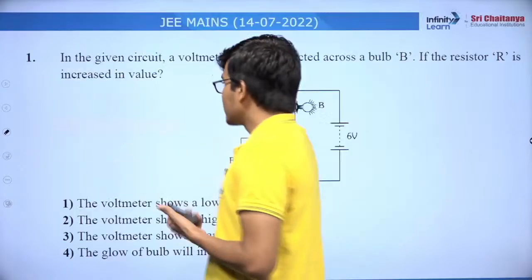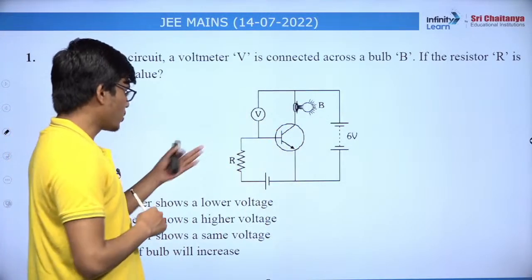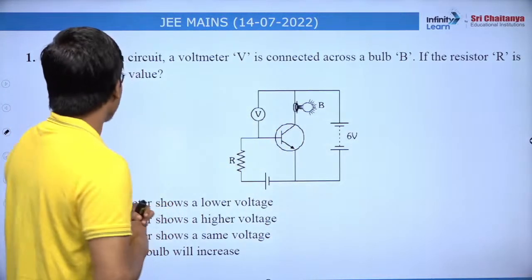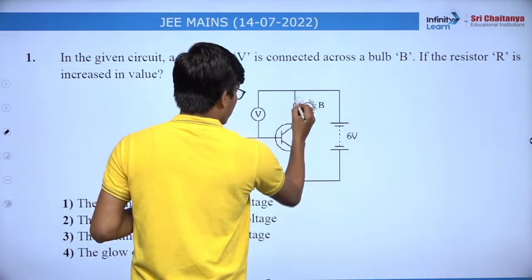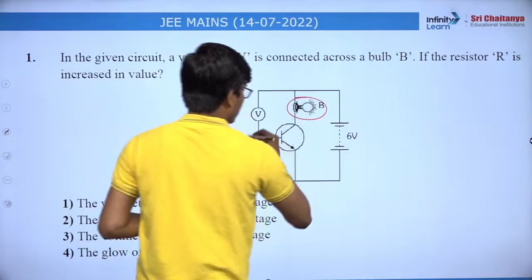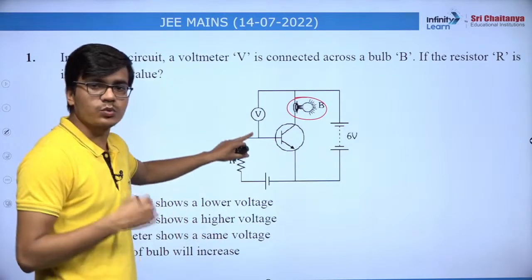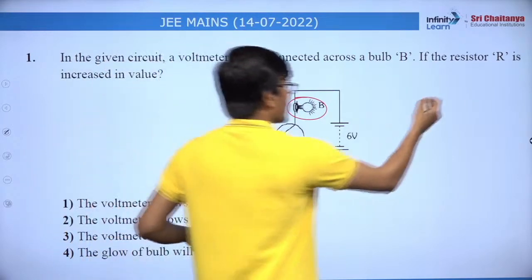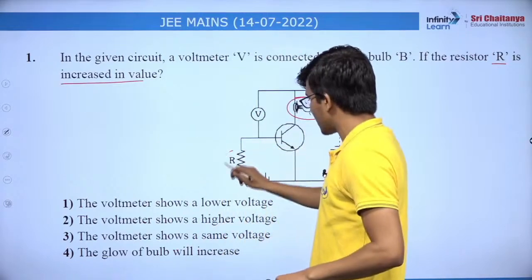So the first question is from semiconductors. You have a transistor, and the question is that there is a voltmeter connected in parallel to this lamp, this bulb, and you have to tell what will happen to the reading of the voltmeter if you increase the value of this resistance R.